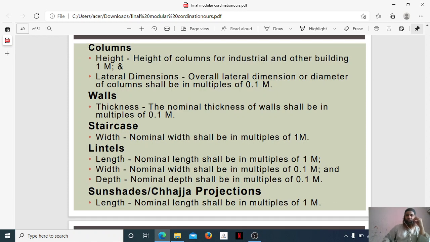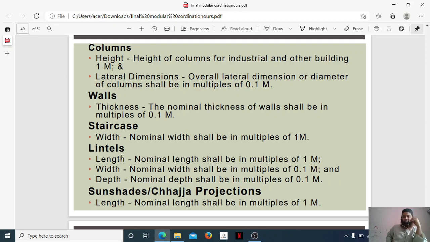Columns: you can see the height of columns for industrial and other buildings is in multiples of 1 m, and the overall lateral dimension or diameter of a column shall be in multiples of 0.1 m. You can see this is the columns. Walls: the nominal thickness of walls should be in multiples of 0.1 m. As I told you, everything is in multiples of a module. Staircase width: nominal width shall be in multiples of 1 m.